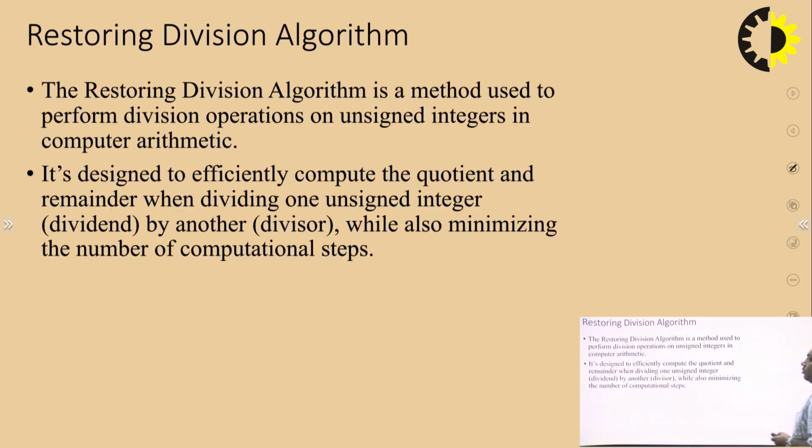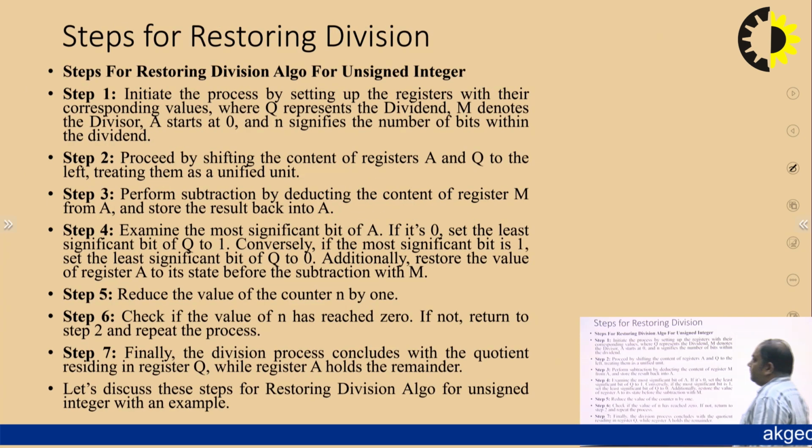The restoring division algorithm is a method used to perform division on unsigned integers in computer arithmetic. It is designed to efficiently compute the quotient and remainder when dividing one unsigned integer by another. One unsigned integer is termed the dividend and the other the divisor, while also minimizing the number of computational steps. The steps for restoring division are as follows.